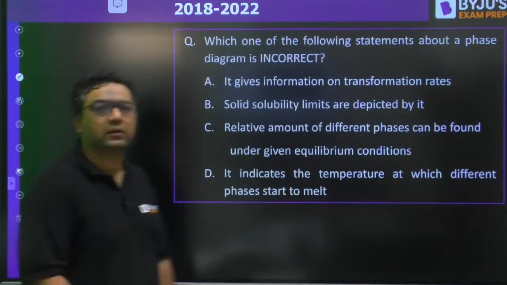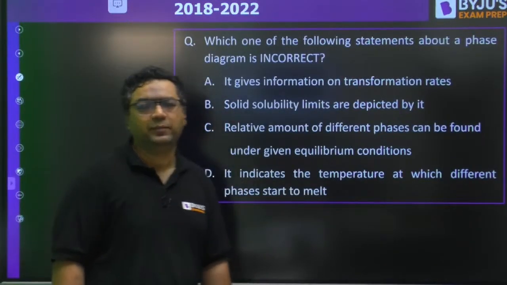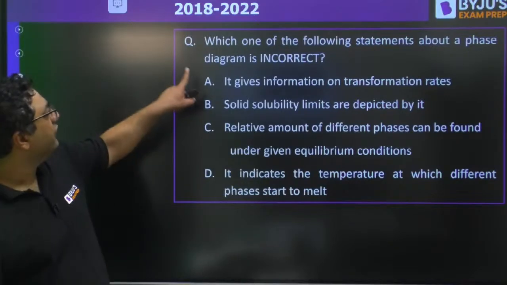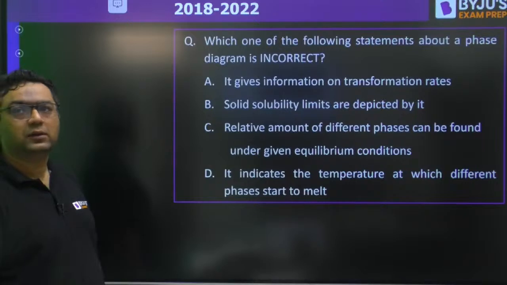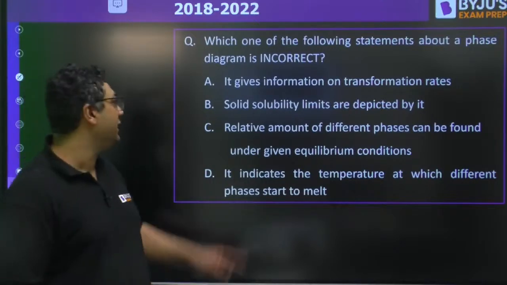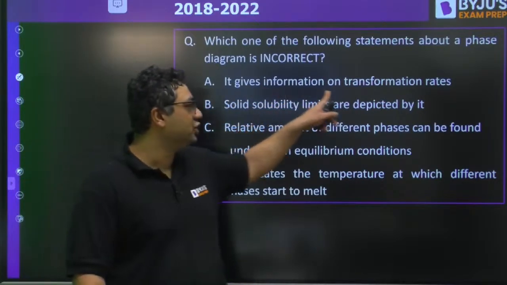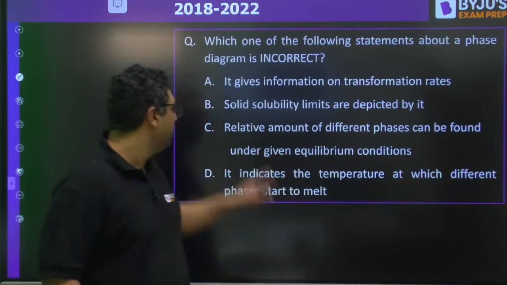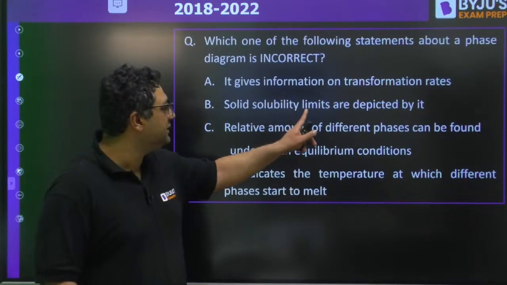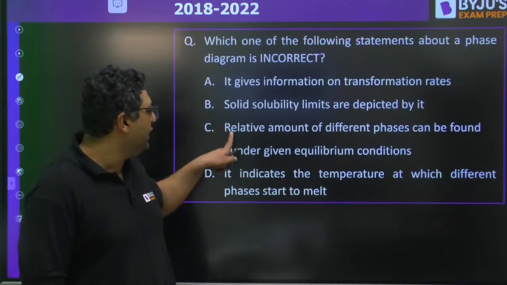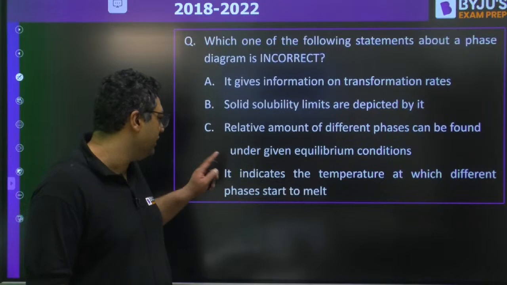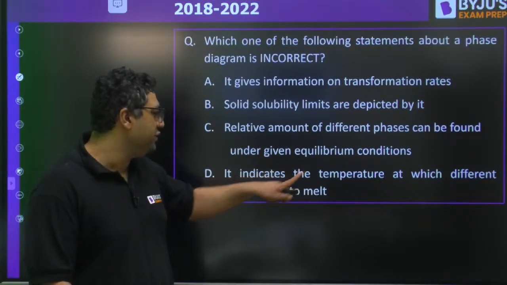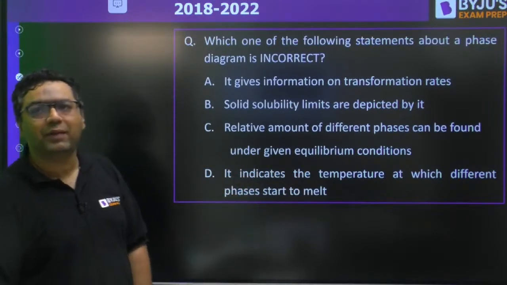Yes, moving further. What will be the answer for this question? Which one of the following statements about a phase diagram is incorrect? This time you need to tell the incorrect statement. It gives information on transformation rates. Solid solubility limits are depicted by it. Relative amounts of different phases can be found under given equilibrium conditions. It indicates the temperature at which different phases start to melt.